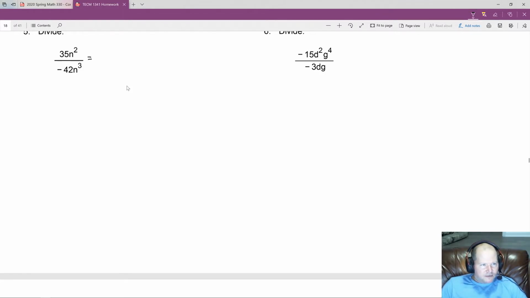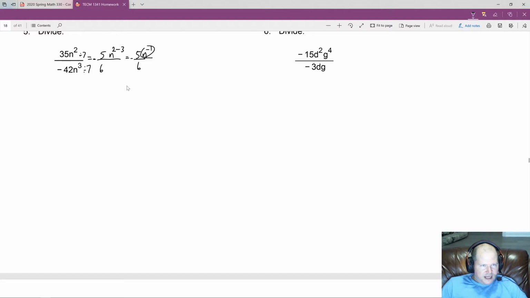Next problem we see over here, we have 35 divided by negative 42. We try to determine what we can divide both 35 and 42 by. We can divide both of these by 7. 35 divided by 7 is a 5. And a positive divided by a negative is a negative, so I'm going to put the negative off here in the middle. And 42 divided by 7 is a 6. And we have n to the 2nd power divided by n to the 3rd power. 2 minus 3 is a negative 1. So we have 5 over 6 and n to the negative 1st power.